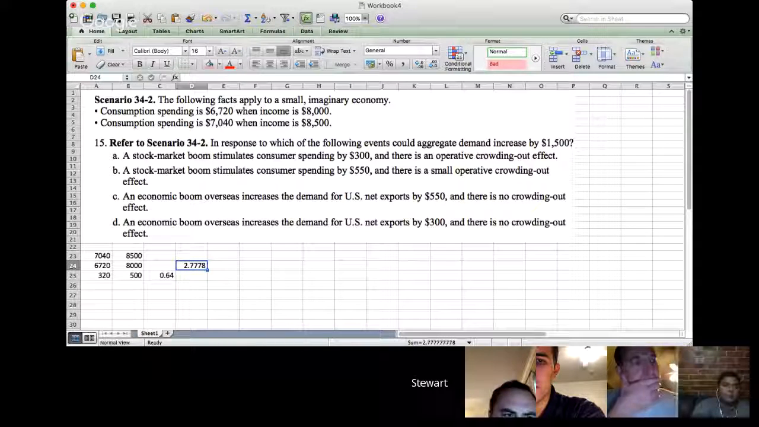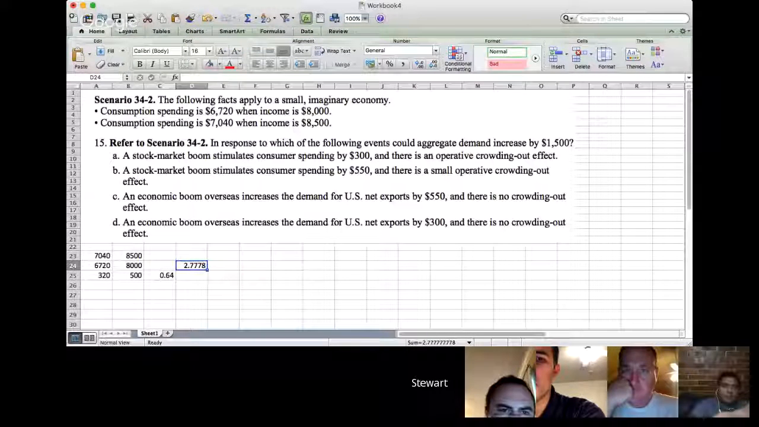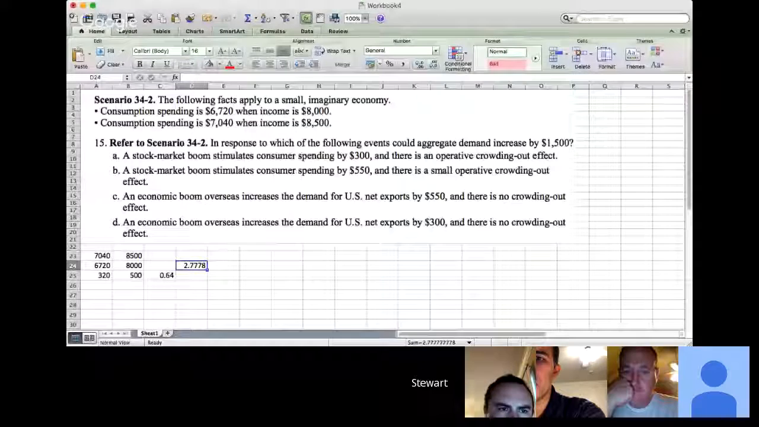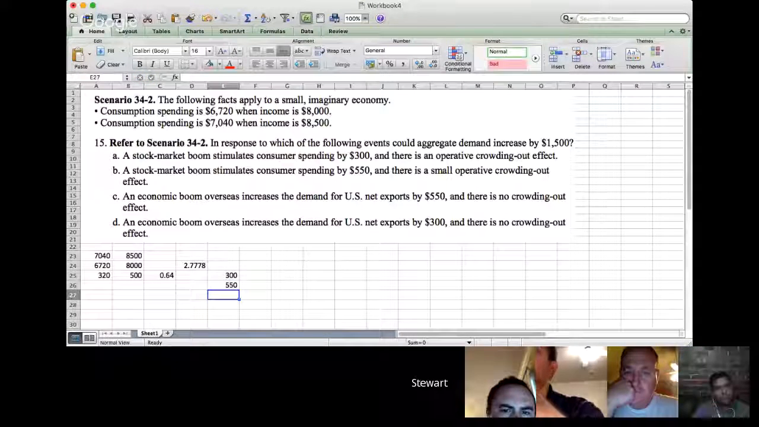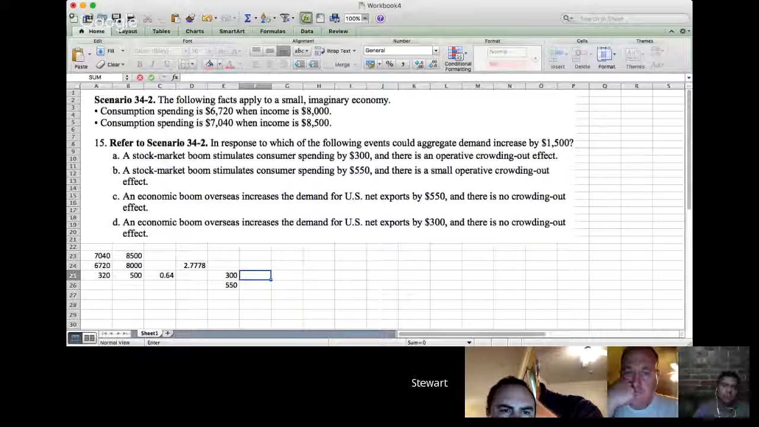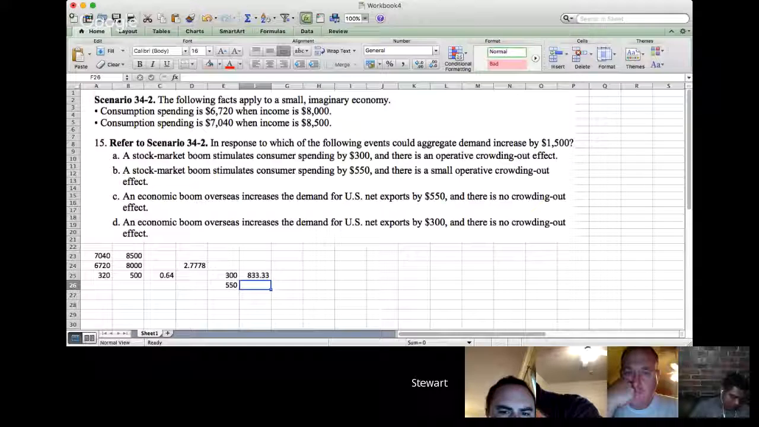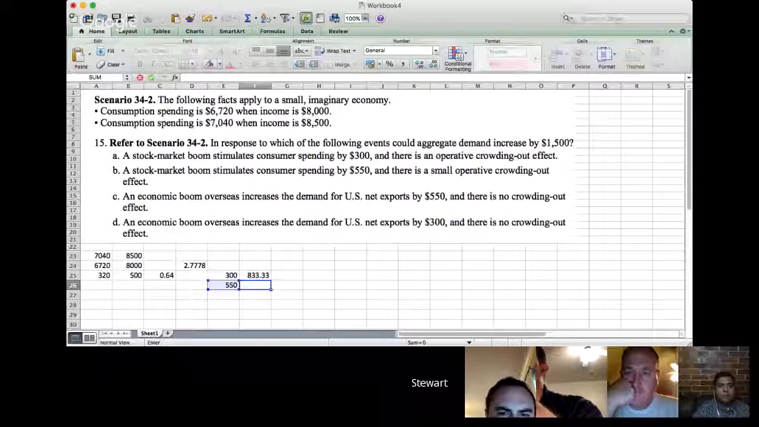So I took the money multiplier of these different amounts, 300, 550, and 550 and 300, and saw which one would give me 1,500 using the money multiplier. Okay, so we're going to do 300, and then we'll also do 550. At 300, we're going to do 300 times the money multiplier, which gives us 833. That's not looking too good for 300. So let's take 550 times the money multiplier.